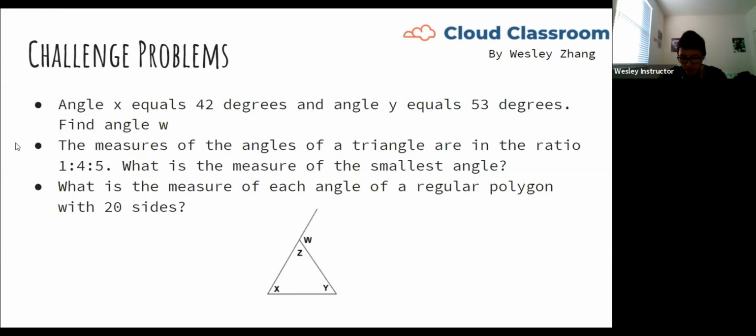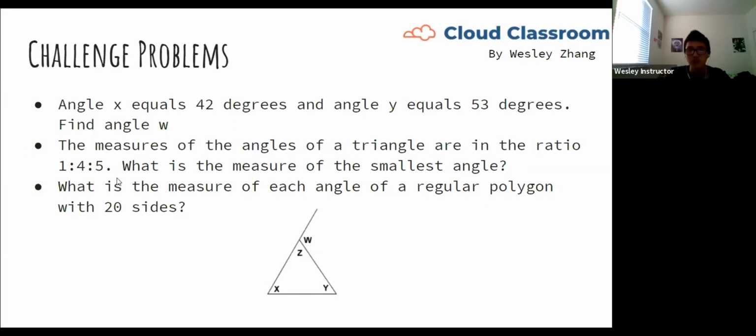So how do I get from 10 to 180? I just multiply 10 by 18. So I multiply the simplified ratio by a scale of 18 to get to the regular scale. So I just multiply 1 times 18 to get X, and that is my answer. So the measure of the smallest angle is 18 degrees.